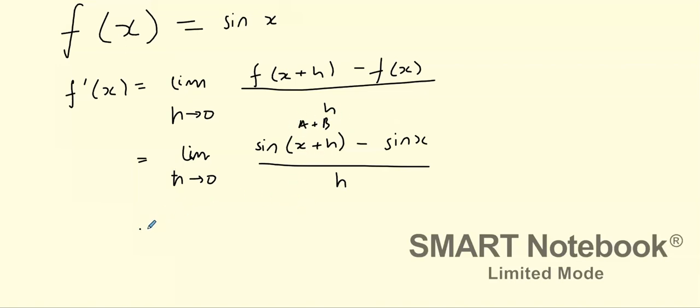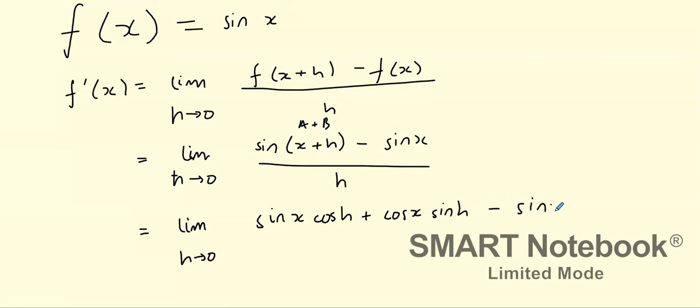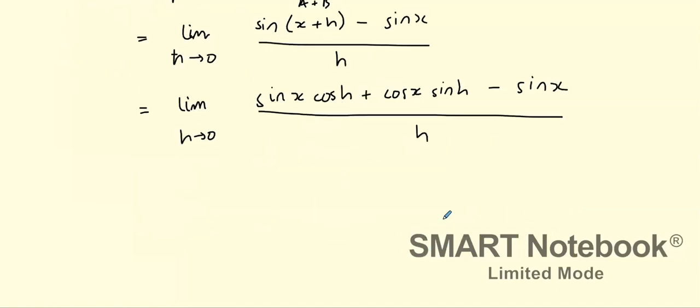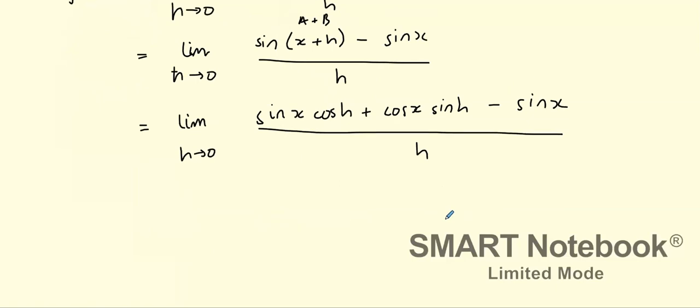Okay, so now what I can do is say the limit as h tends to 0, where my a is x and my b is h, so I get sine x cos h minus, sorry, not minus, plus cos x sine h. And that's the expansion of this sine x plus h. I've still got minus sine x all over h. Does that make sense? Is everyone happy with that?